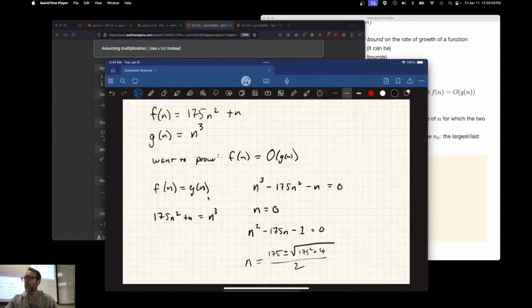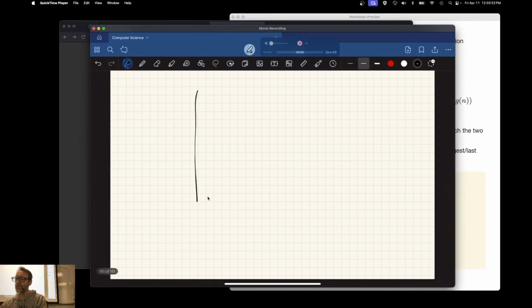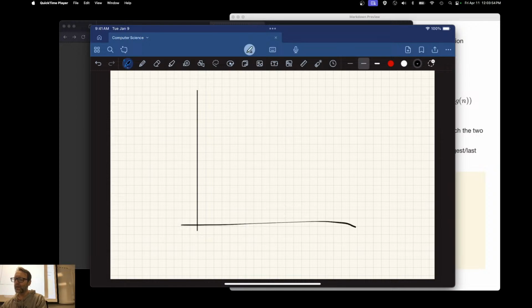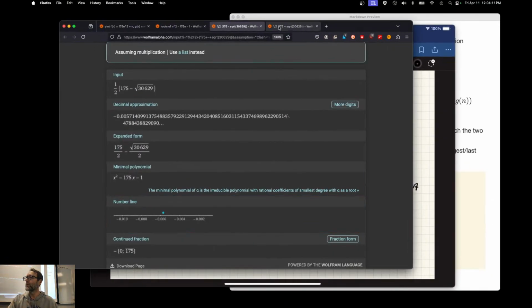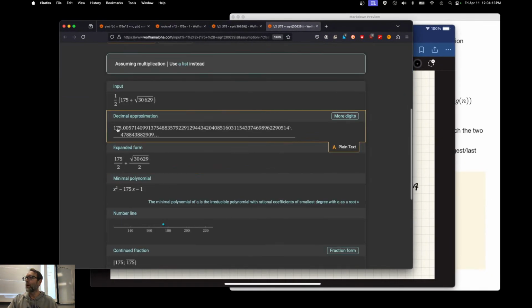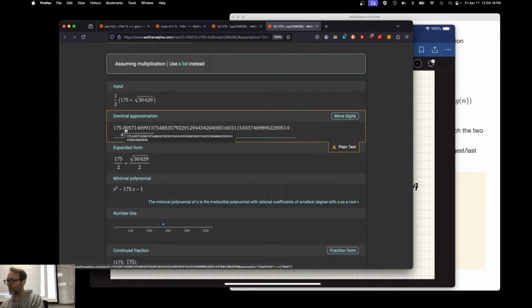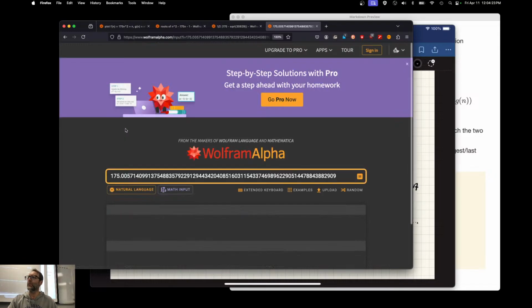No. Remember, we only care about the first quadrant in algorithm analysis. Why? Because there's no such thing as a negatively sized input. So that root n being negative 0.007 or something like that, who cares? That's not even in our domain. That other root, however, which has a value of 175 and some change, n is equal to 175.005 and so on. That's the one we want.